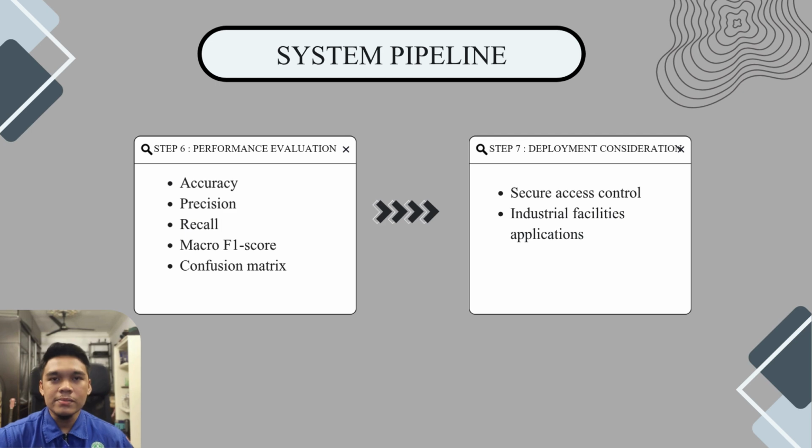Finally, deployment considerations were investigated to assess the feasibility of implementing the proposed system in facilities engineering applications. The Swin transformer-based face recognition system can be utilized for secure access control in restricted areas, such as electrical control rooms, data center server rooms, process plant areas, chemical storage facilities, and maintenance zones. By providing contactless biometric authentication, the system can enhance security and prevent unauthorized access in industrial facilities.